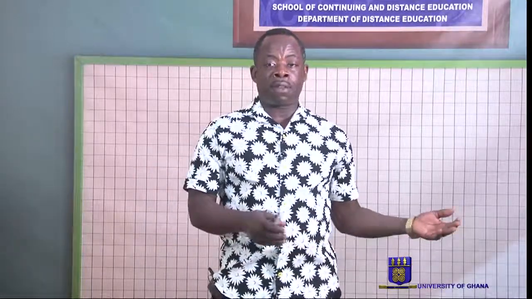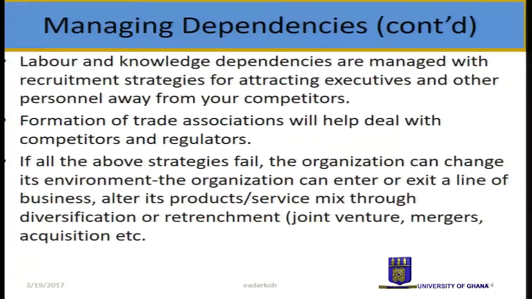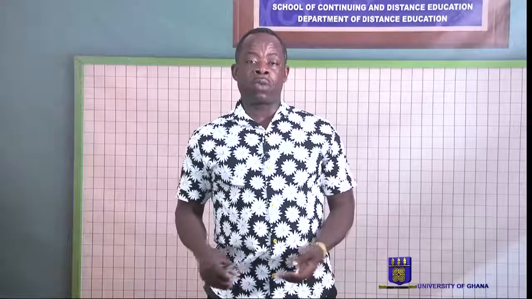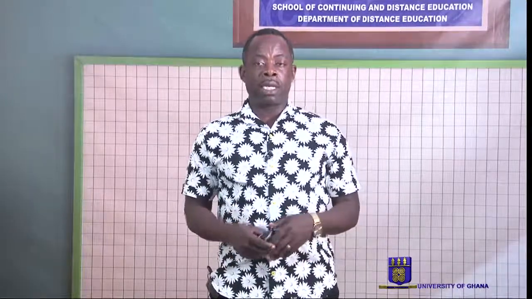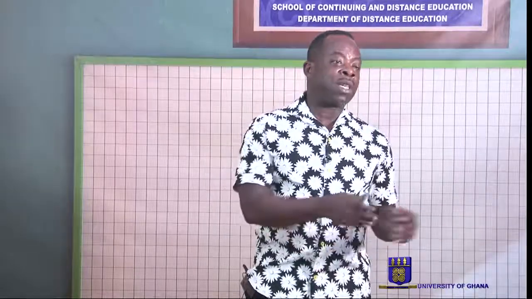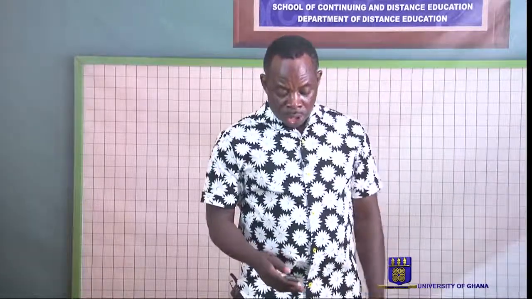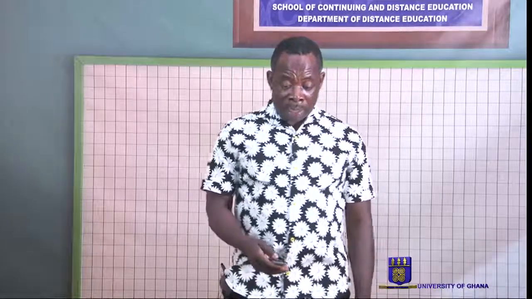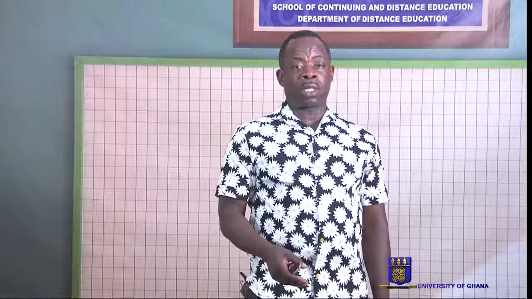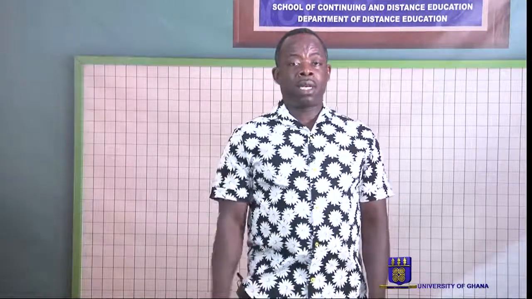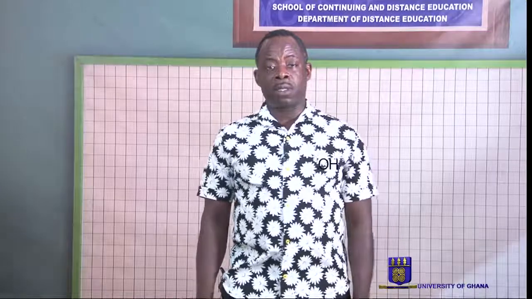Now, what we are saying is that if all the above fails, then you need to change your dependency. What do you need to do? Change your business. You exit a line of business. But it is important to appreciate that when you change your line of business, all that you have done is change your dependencies. You have not changed the fact that you are going to depend on others; that will never change at all. So the conclusion we draw is that these strategies merely alter the dependence picture. They do not eliminate the need to manage resource dependence.